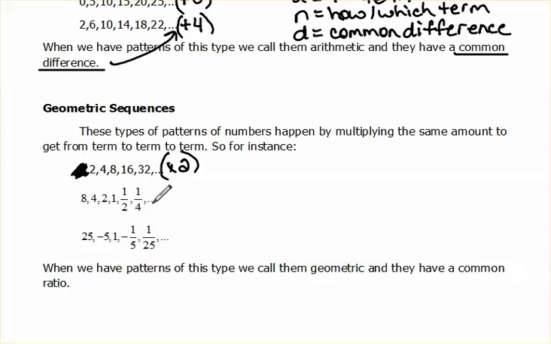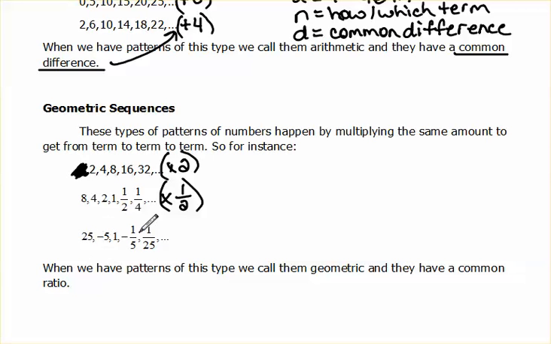Now this one might be a little bit more tricky. So 8, 4, 2, 1, 1/2, 1/4, and so on and so forth. Can you tell what we're multiplying by in order to get from one term to the next? Part of you may want to say, well, you're dividing by 2, but technically we're supposed to be multiplying by a number. So what we're actually multiplying by here is 1/2. Remember, multiplying by 1/2 or dividing by 2 are the exact same thing. So we want to put this in terms of a multiplication and not a division.